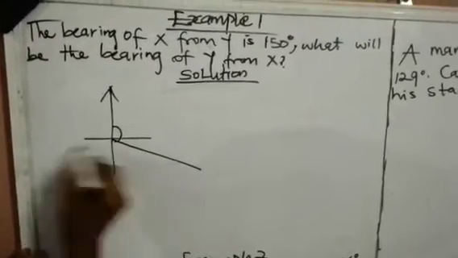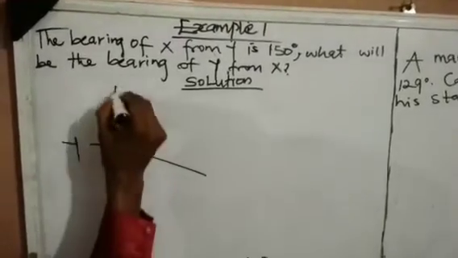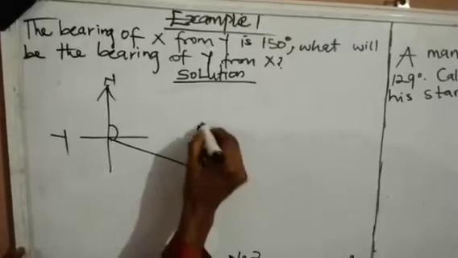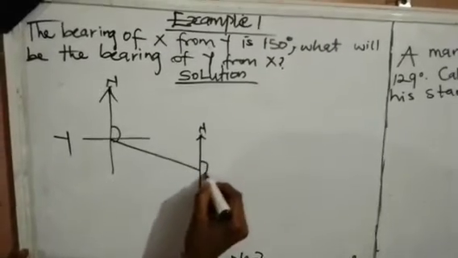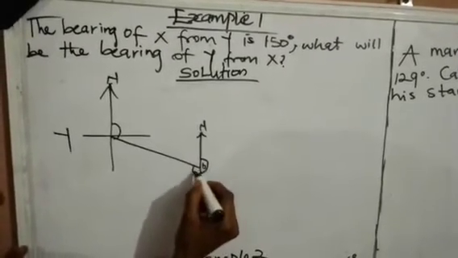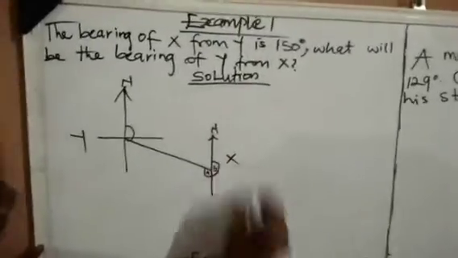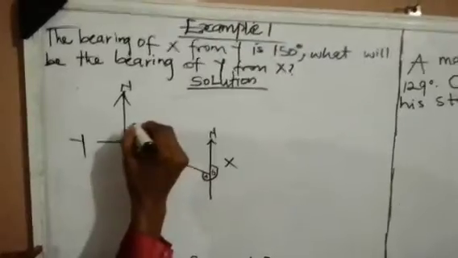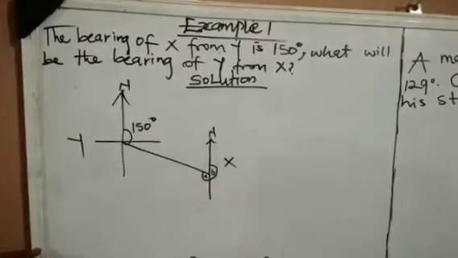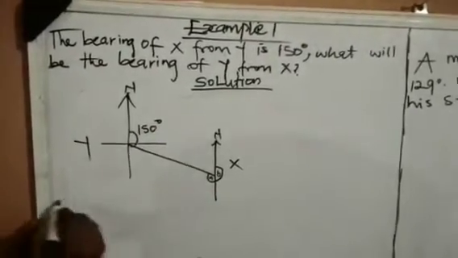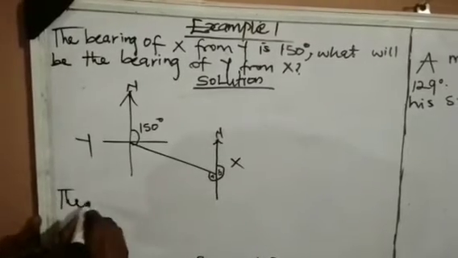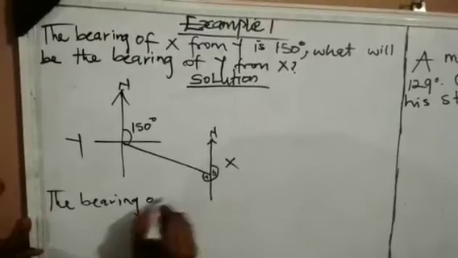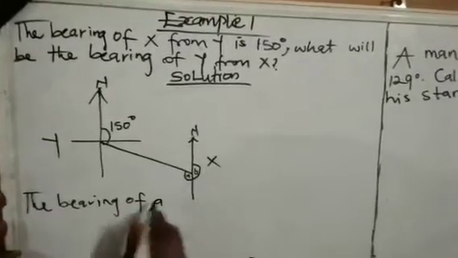This is our North Pole. We also have another pole here. So we have our B here, our A here, because we are looking for the bearing of S. Then here is 150 degrees. So according to the required bearing, that's the bearing of A.